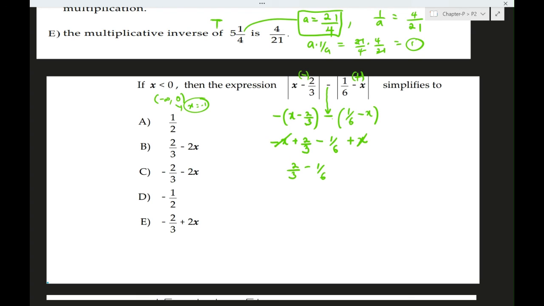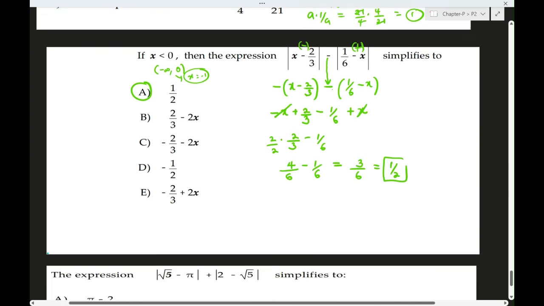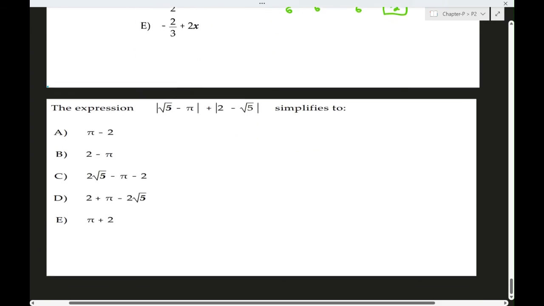minus 1 over 6. And here, what can we do? We can try to make the LCD the same by multiplying by what? 2 over 2. So this is just 4 over 6 minus 1 over 6. And this is 3 over 6, which is 1 over 2. So we're here.